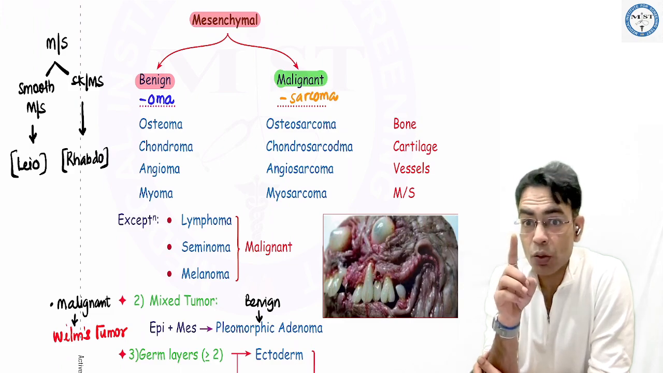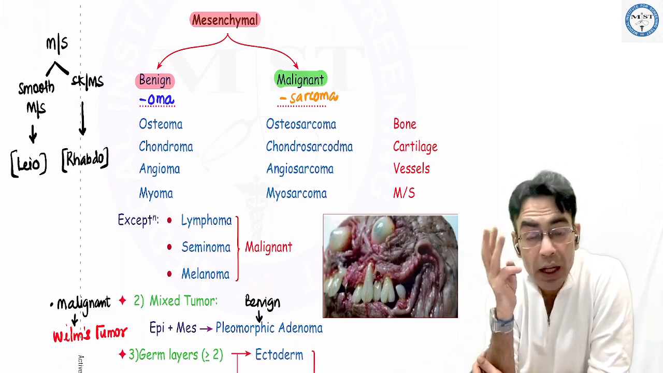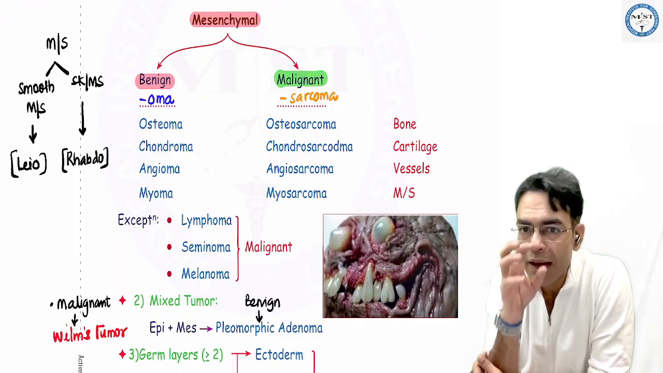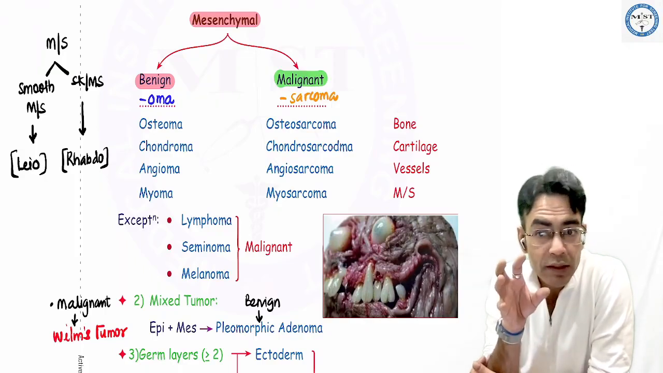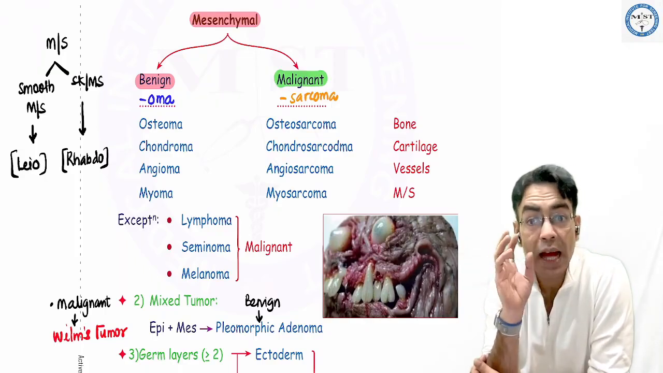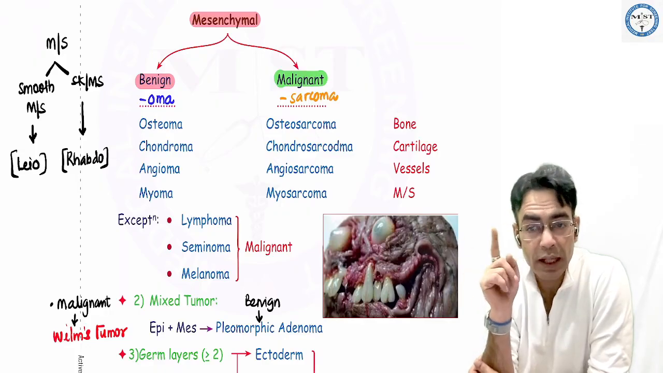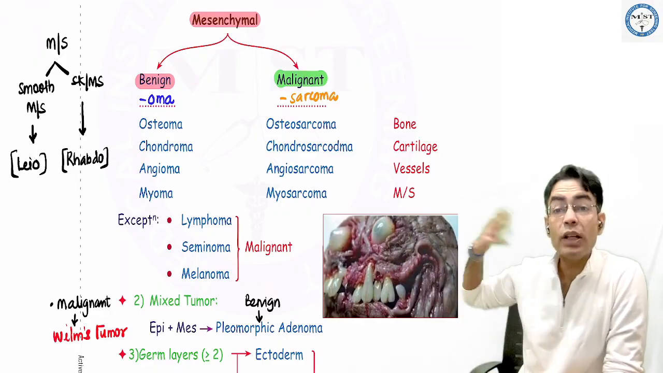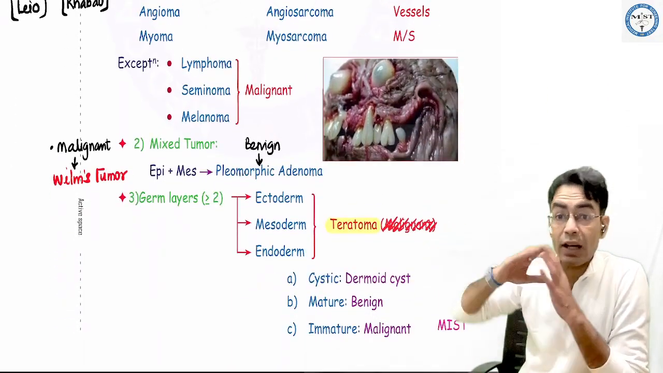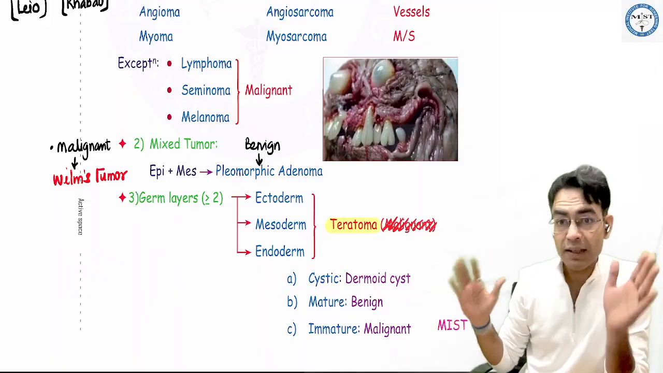There are some exceptions. Lymphoma, seminoma, melanoma, hepatoma, all these only have oma, but they are not benign. They are cancerous tumors, malignant cancers. So remember that. Then we have teratoma, more than 2 germ layers at one place. And teratomas are not always malignant, remember that.